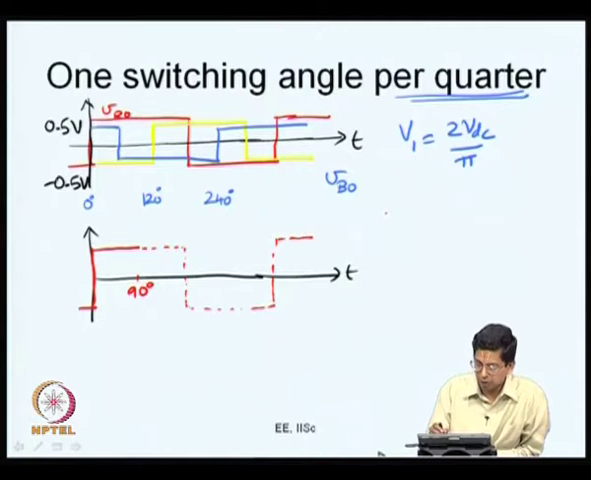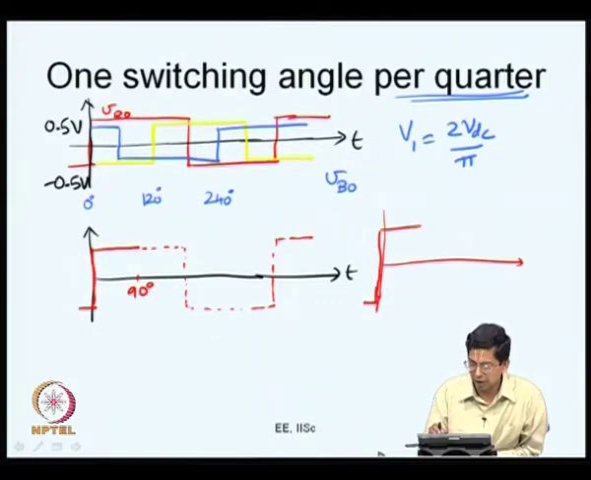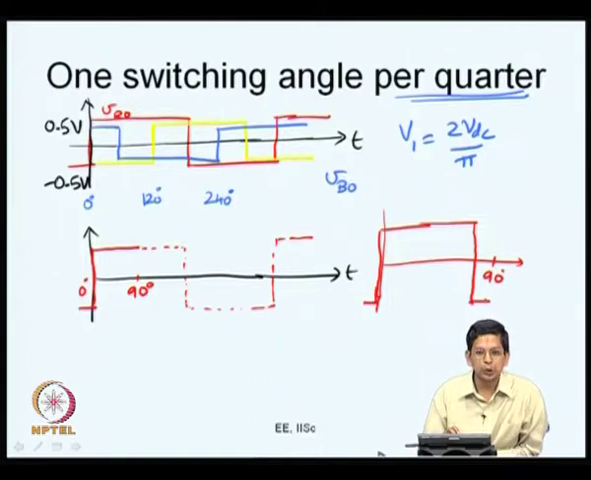We are looking at a waveform with just one switching angle per quarter, which is when we want to control the fundamental voltage. Let us say VRO is negative and switches from negative to positive at 0 degrees, like it did here. Then before 90 degrees, it switches down from high to low and stays low. There is one switching angle here, and let us call this angle alpha. I am representing only one quarter.